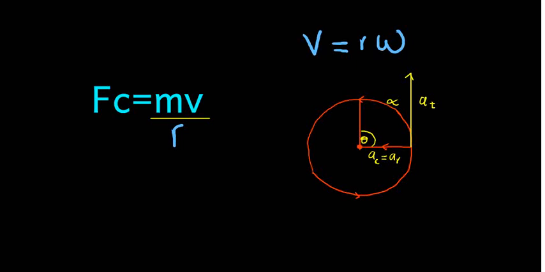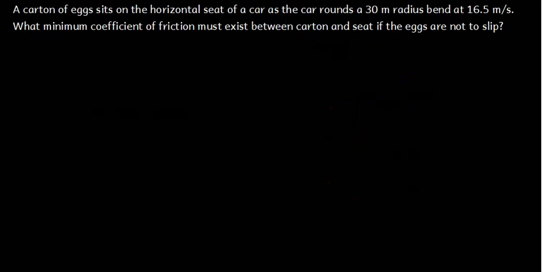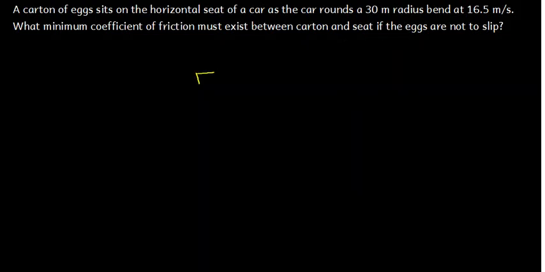We are going to go over a practice question. Circular motion. A carton of eggs sits on the horizontal seat of a car. Say this is where they sit on the horizontal seat of a car, and the car rounds a 30-meter radius bend at 16 meters per second.